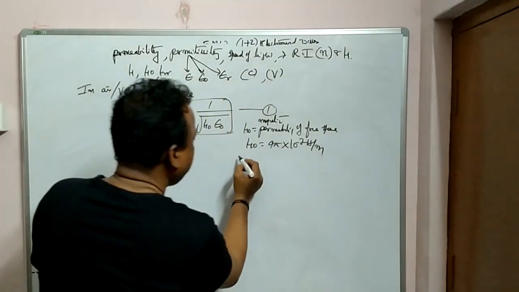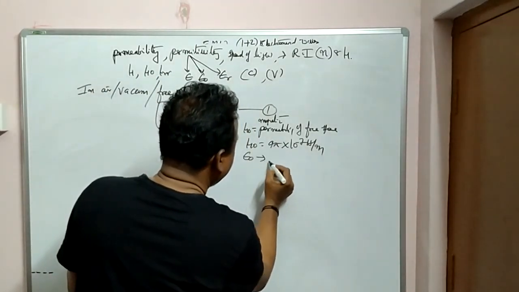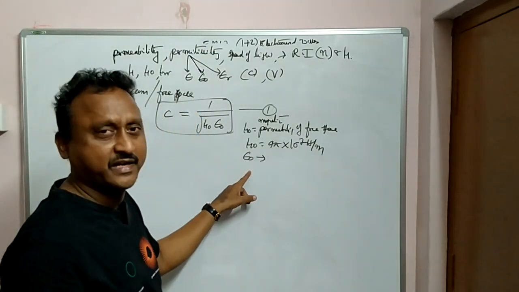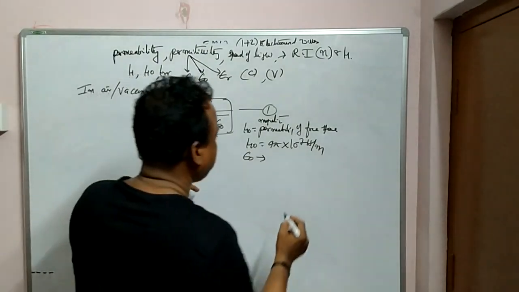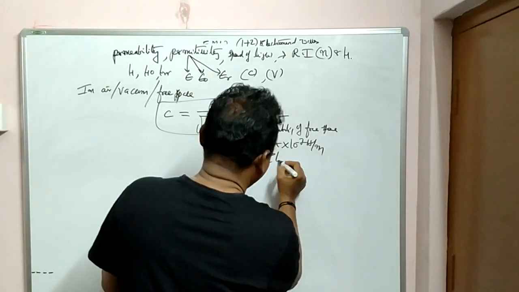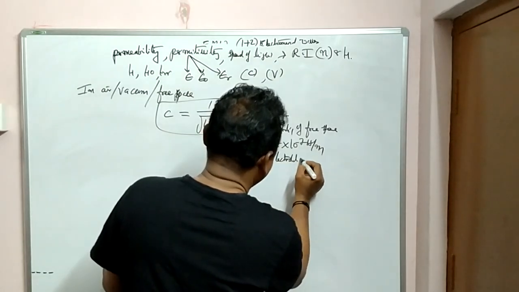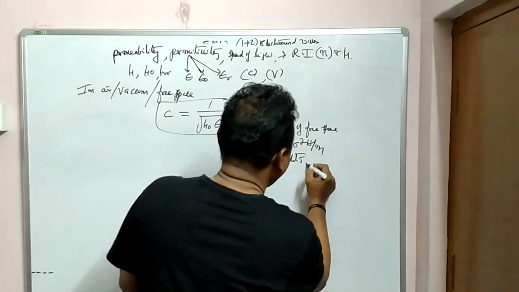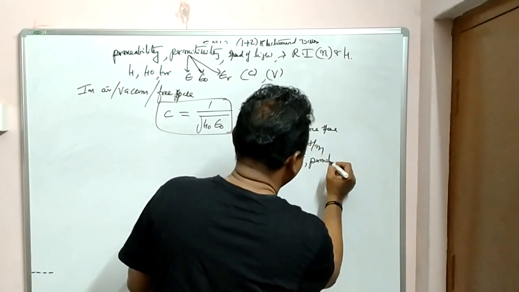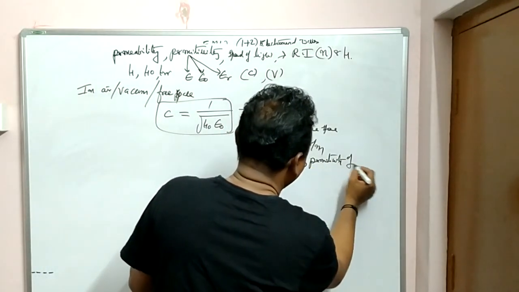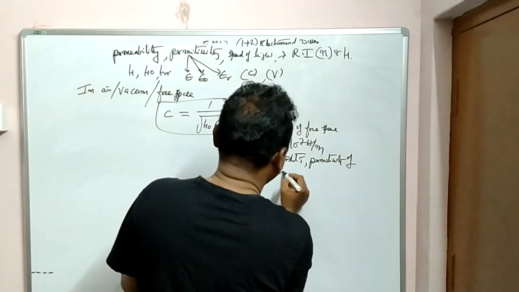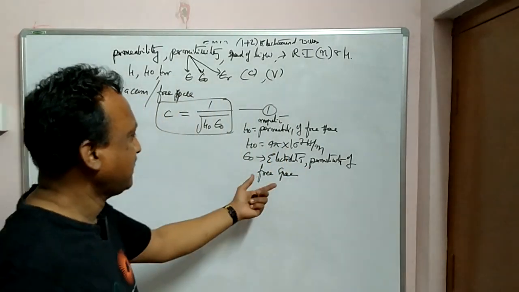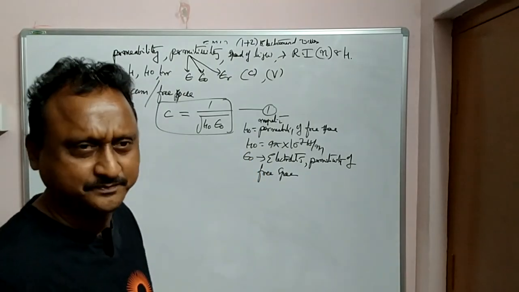In the same way, epsilon naught is the permittivity of free space, whereas mu naught is the permeability. Epsilon naught is used in electrostatics, for example in Coulomb's law. So generally it is used in electrostatics.